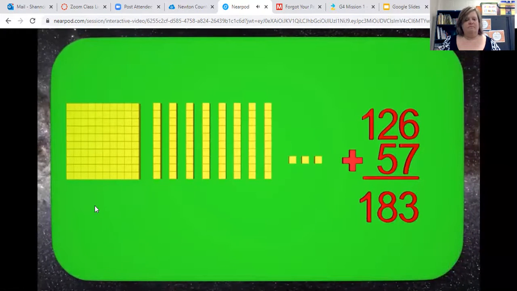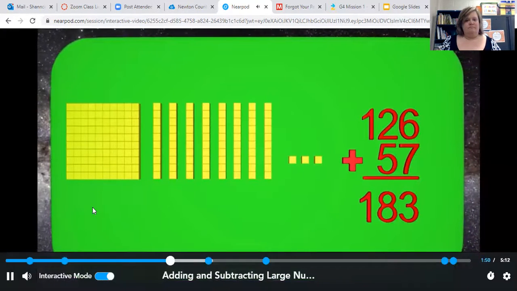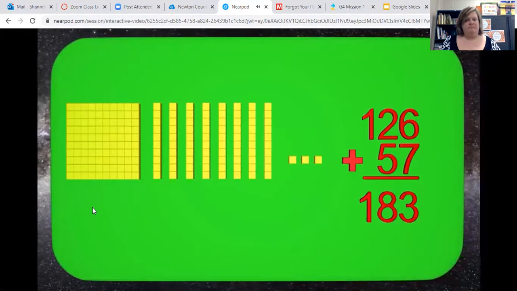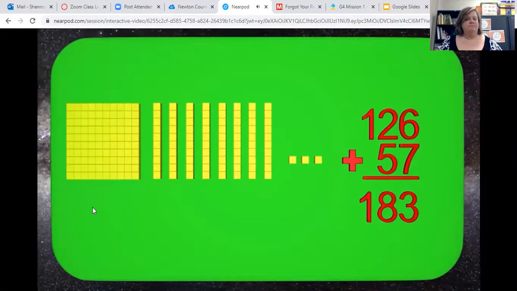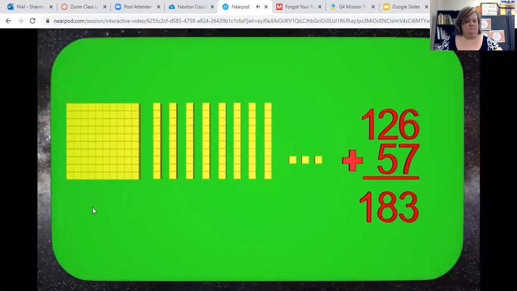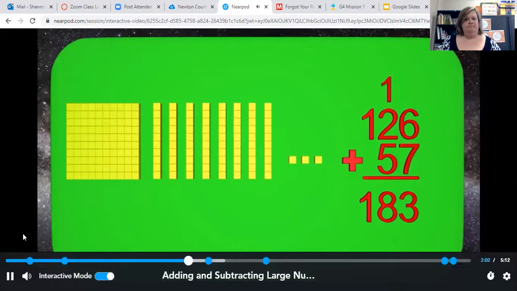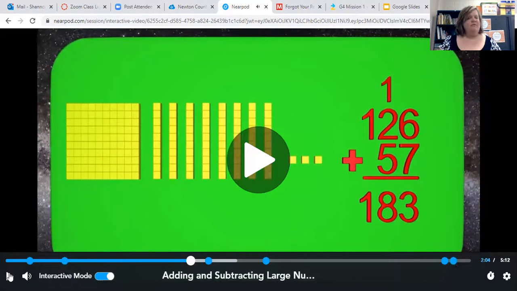If we take a look back at the ones place, we can see that we added 6 plus 7. We know that 6 plus 7 is 13. And if you recall, once we had 10 ones, we traded it for a tens block. So I put the 1 in the tens column. Looking at the tens place. Okay, before we keep going, that's what Dr. Price showed you at the very beginning, so that we had 6 plus 7 was 13.